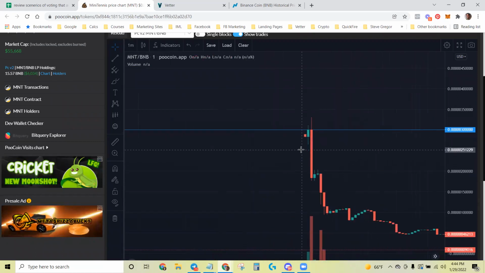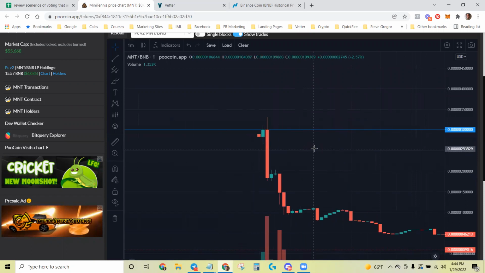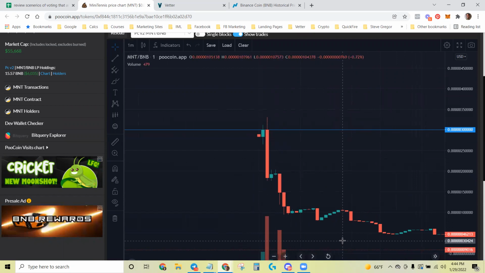There you go. Yeah, so this is the minute chart. If it just basically plummets like that, that's not good. Yeah, it doesn't look good to me. You had a couple of seconds. Looks like failure to me.